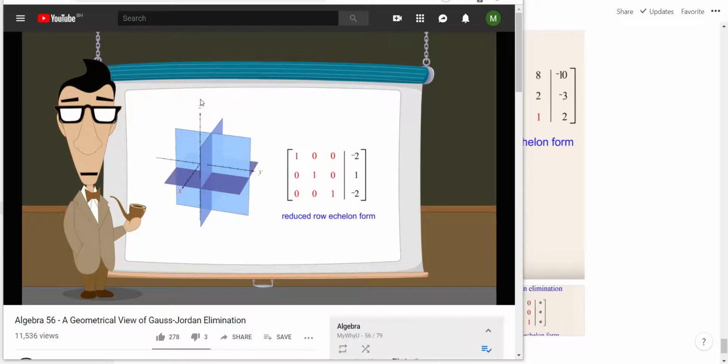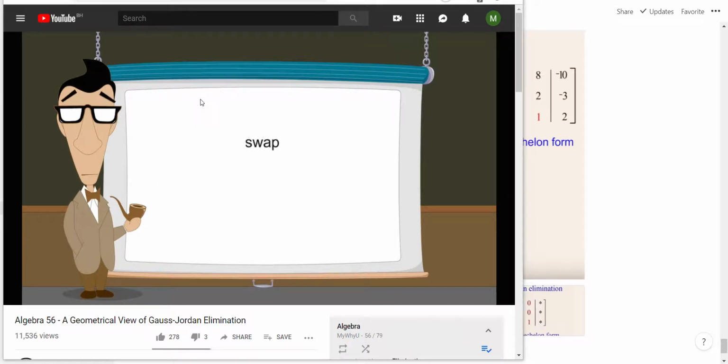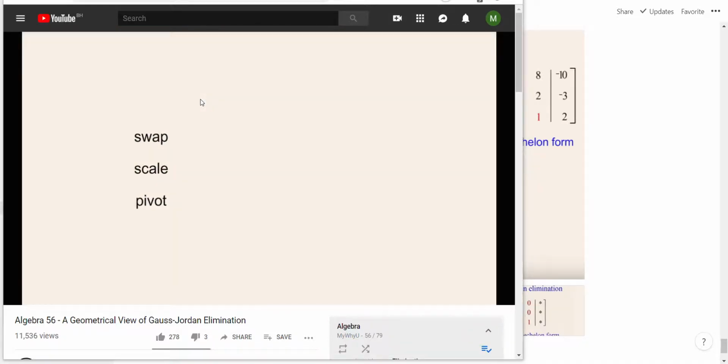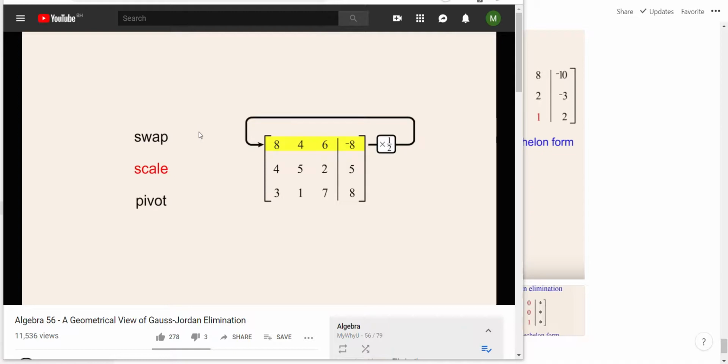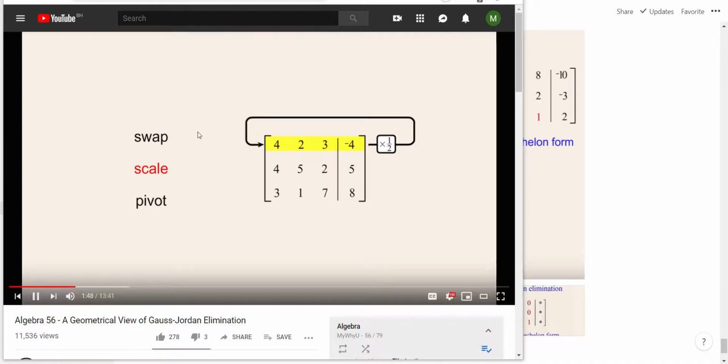So what effect do each of the three elementary row operations, swap, scale, and pivot, have on the planes? The swap operation has no effect, since it only changes the order in which the matrix rows are listed. Likewise, the scale operation, which multiplies any row by a non-zero constant, does not affect the planes, since any multiple of a matrix row has the same graph as the original row.